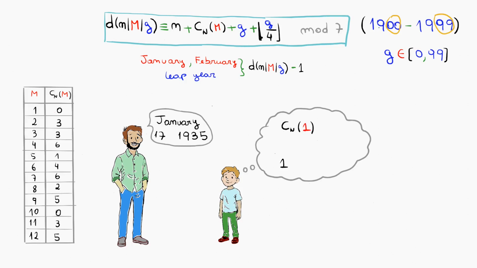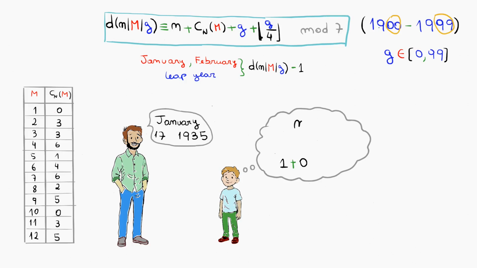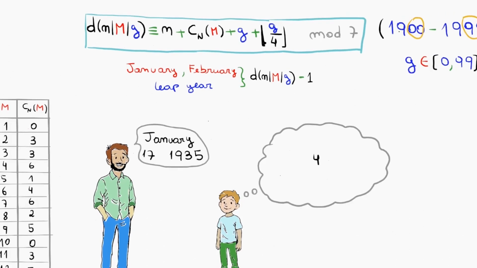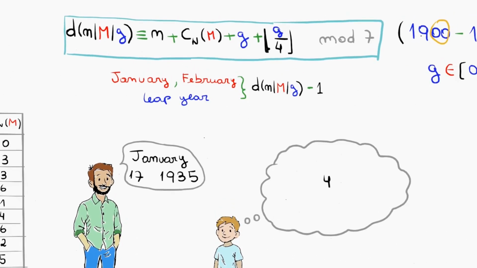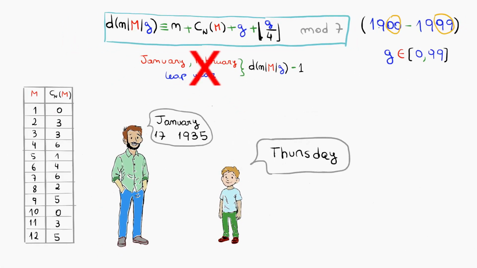Now we must add C of N for month 1, whose value is 0. Then we must add N, which in this case is 17, to obtain 18. 18 is 14 plus 4, and since 14 is 2 times 7, we discard it, leaving 4 as the final result. Although the date corresponds to January, 1935 is not a leap year, since 35 is not divisible by 4. Therefore, the exception does not apply, and the final result is 4, which is Thursday, as the child correctly stated.